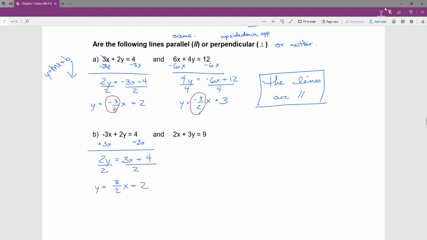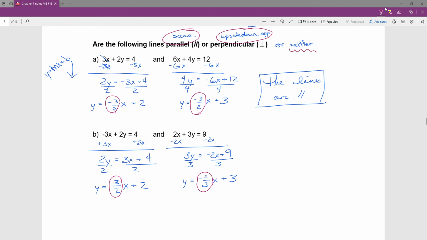Taking the other one and giving it similar treatment, solving it for y, subtracting 2x from both sides. And again, once I've got it in slope-intercept form, it's so useful. Now I can see those m values. Now I can compare them with what I know. Are they the same? Are they upside down opposites? Or are they something else? In this case, they're upside down opposites. And so that information is what can tell me that the lines are perpendicular.